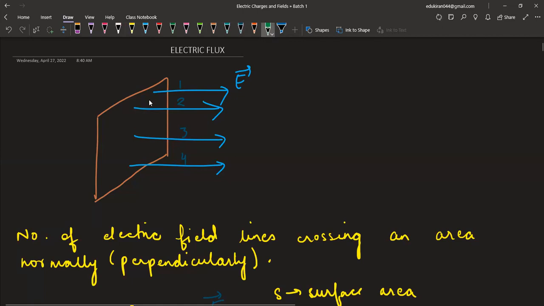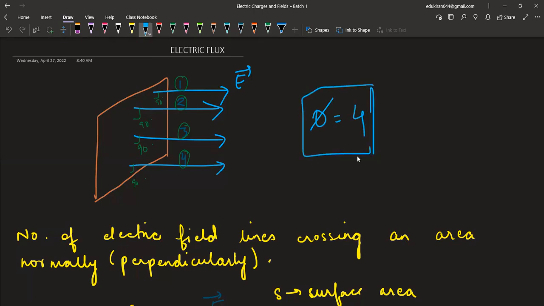See, if these make an angle of 90 degrees over here, so 1, 2, 3, 4. These number of electric field lines which are passing over an area perpendicularly are called the electric flux. So what is electric flux? Number of field lines. So it will be simply 4 over here.